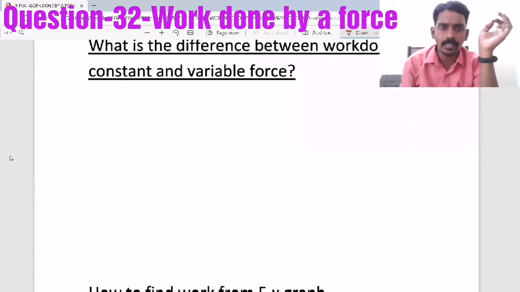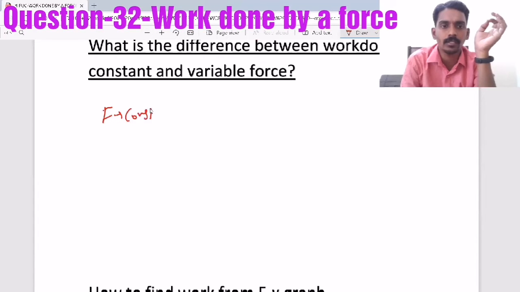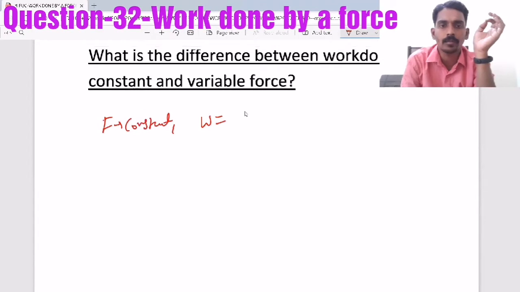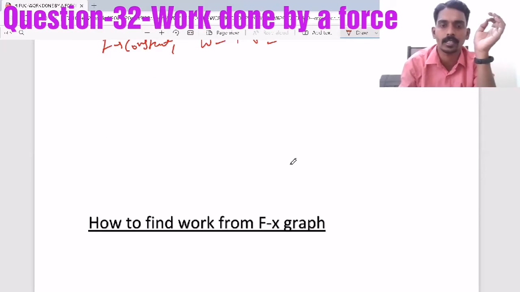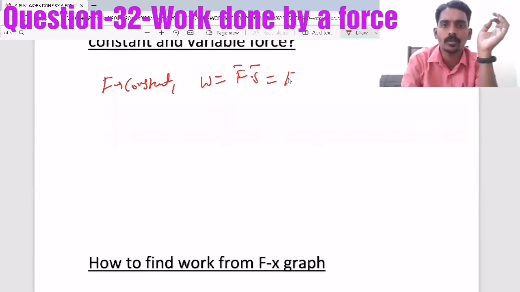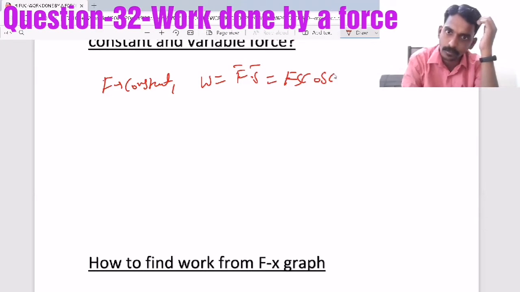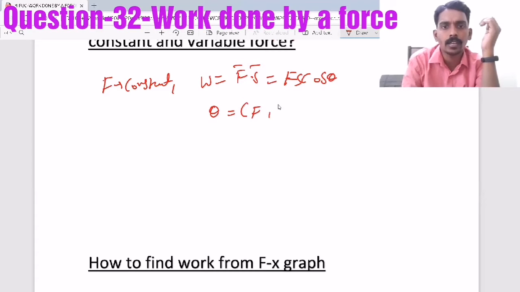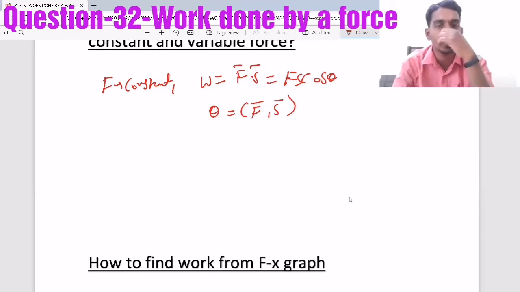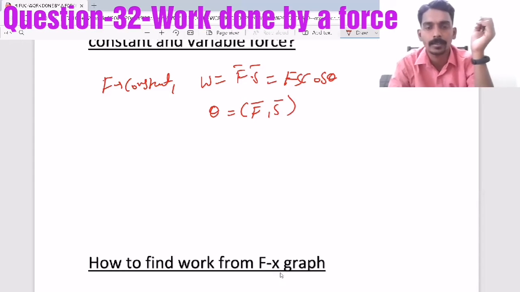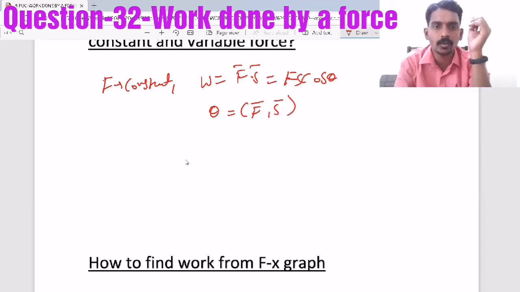Now the next thing, when you consider work done by a constant force, when F is constant, the work done formula is F bar dot S bar, the dot product of force and displacement vector, and that is equal to Fs cos theta, where theta is the angle between F bar and S bar, that is, the angle between force and displacement. So here, work done by a constant force.